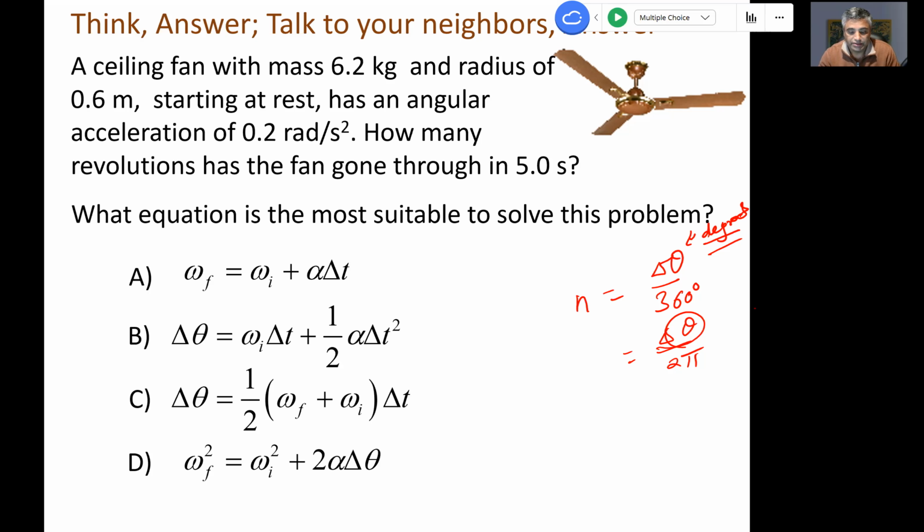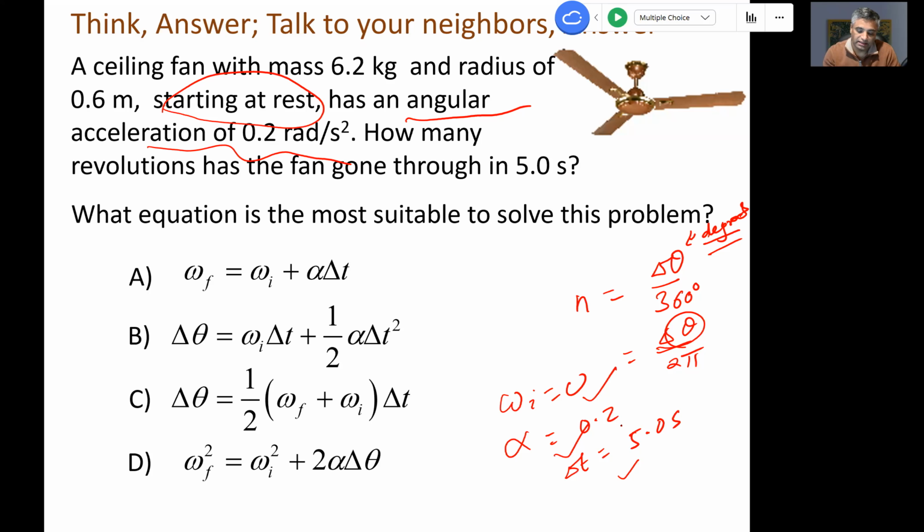So now, which equation to use? We know starting at rest means omega_i is 0. That's what we know. And the angular acceleration, alpha, is known, 0.2. And how many revolutions has it gone through in 5 seconds? So the time interval is 5 seconds. So we know omega_i, we know alpha, we know delta t, and we want delta theta. So these 3 equations have delta theta in them. This one doesn't, so let's forget about that.